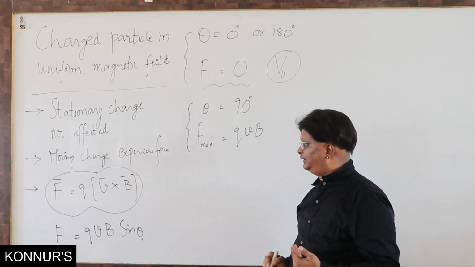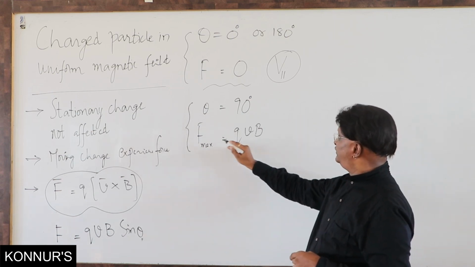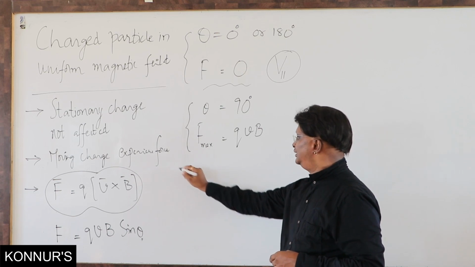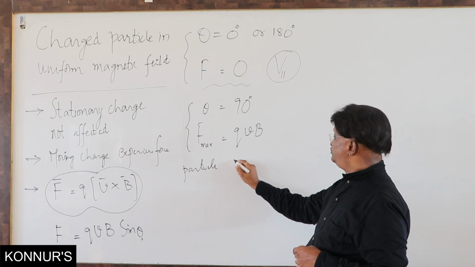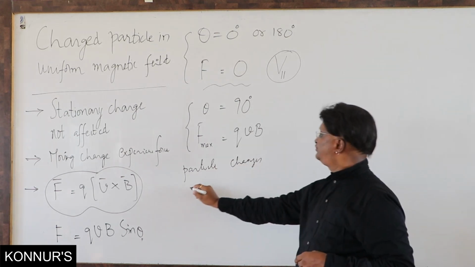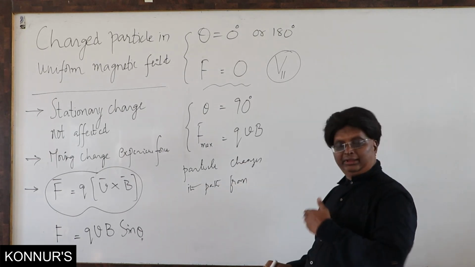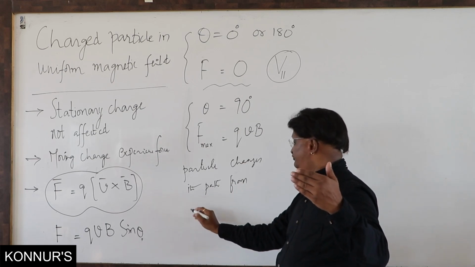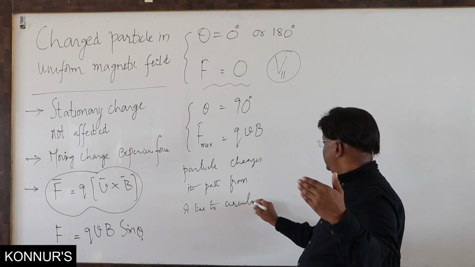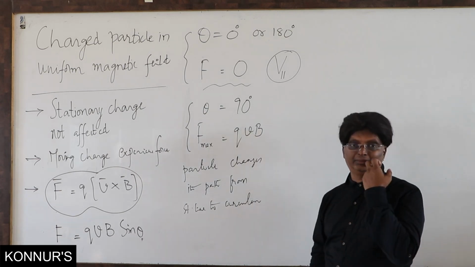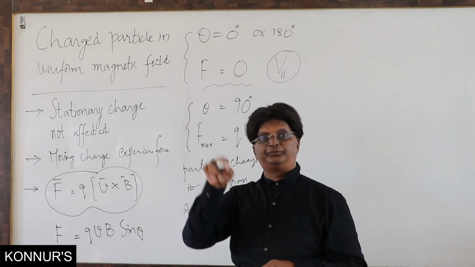Just now we have mentioned that it satisfies all the conditions of centripetal force. Therefore, because of this F equal to QVB, the particle changes its path. Because we have projected in a straight line, the path changes from straight line to circular. The path becomes circular. Now the question is whether it is only a part of the circle or a full circle.